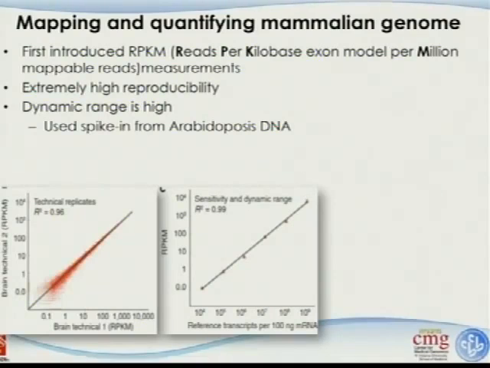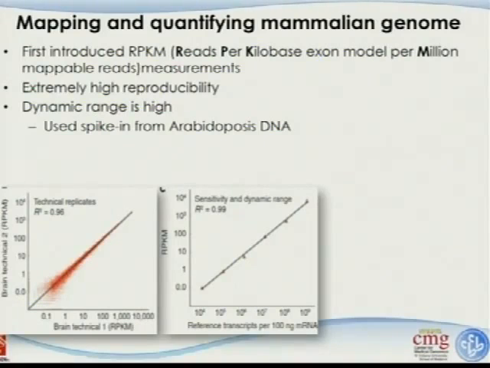But what they did here is they used the spike-in information from Arabidopsis DNA. So they made sure that these DNAs are not in the mouse genome, so it shouldn't be confused with alignment issues. And then they did this spike-in and put in different doses.